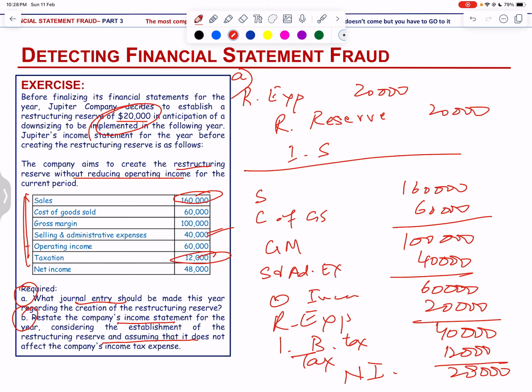So, establishing a restructuring reserve without impacting income tax expense opens the door to various forms of financial statement fraud, including earnings management, cookie jar reserve, income smoothing, and misrepresentation of financial position. It is crucial for stakeholders, therefore, to critically evaluate the rationale and implications of such accounting practices to ensure transparency and integrity in financial reporting.